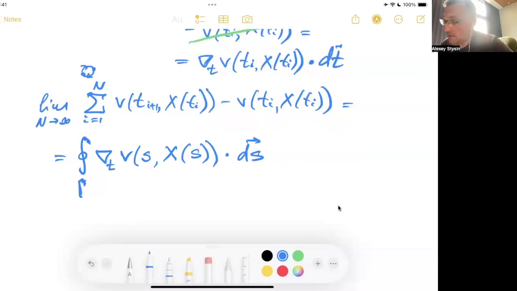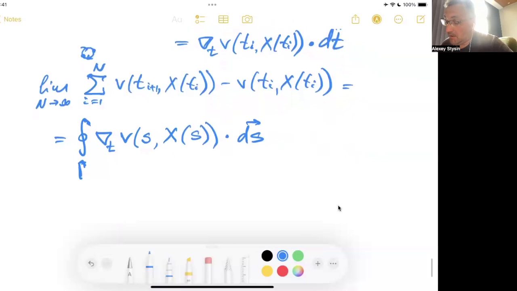Now, the cyclic monotonicity condition tells us that every finite cycle had the weight less or equal than 0, so we can conclude that in the limit this also holds. So this integral is less or equal than 0.